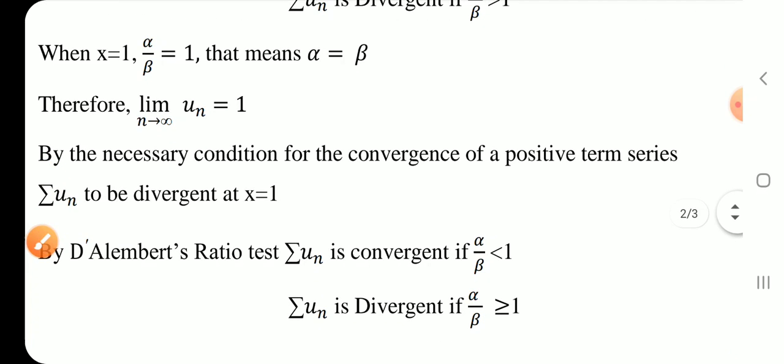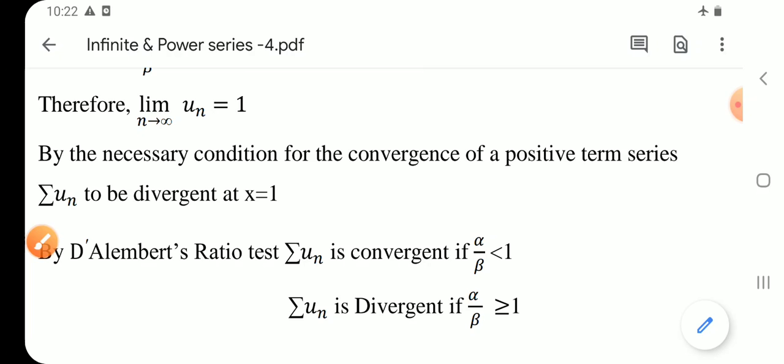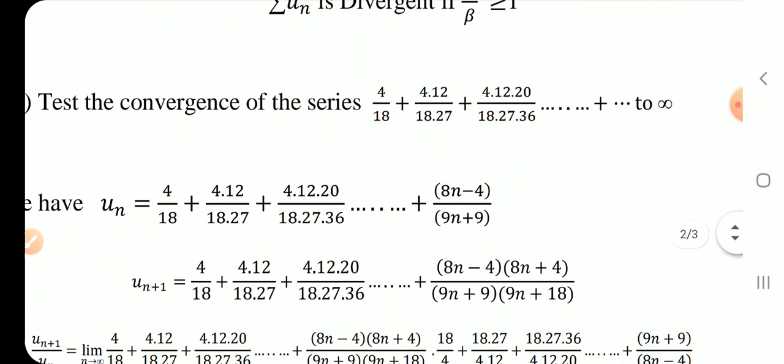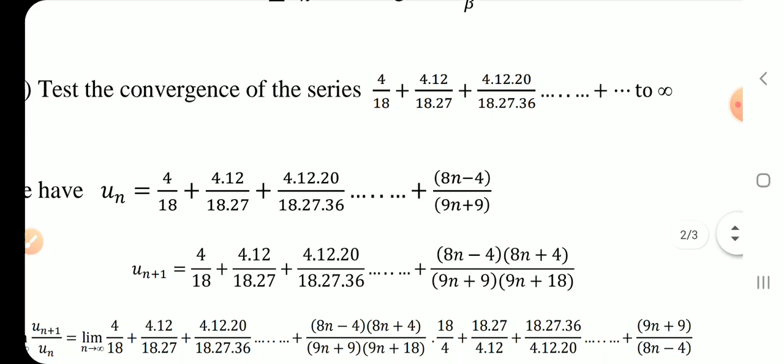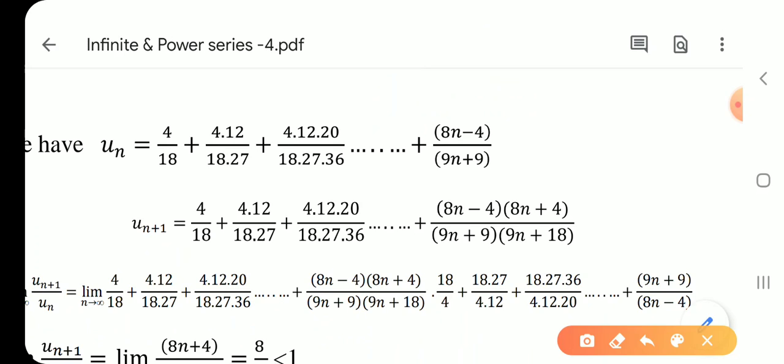So let us consolidate it and write. Sigma un is convergent if alpha by beta is less than 1. Sigma un is divergent if alpha by beta is greater than or equal to 1. So this kind of problems we have done, more than 4 or 5 problems of this kind we have done. Again a same kind.